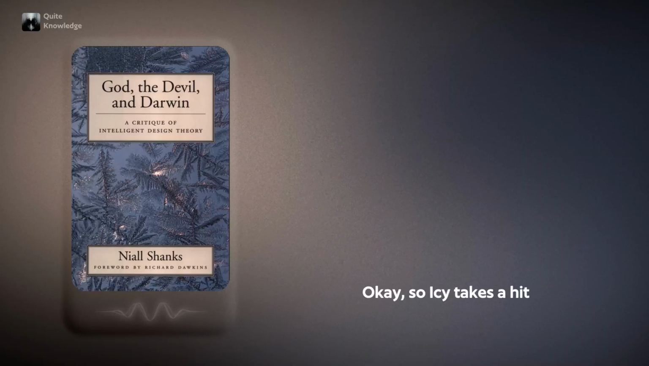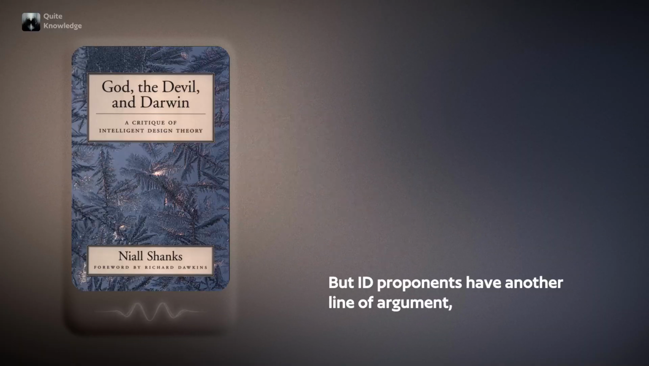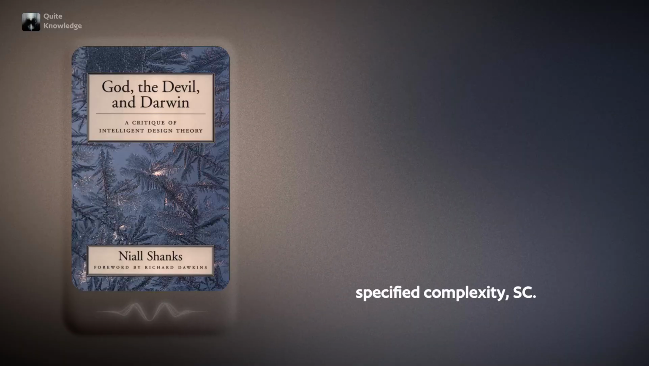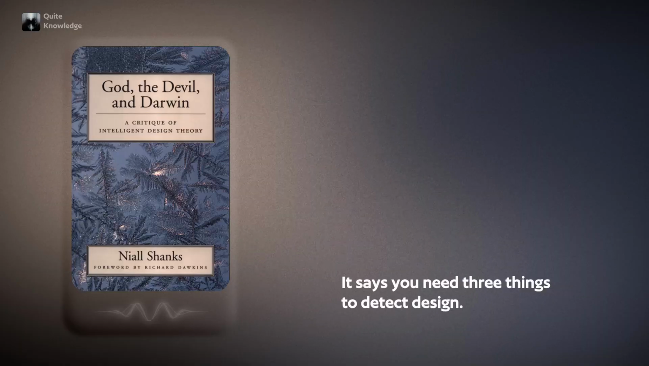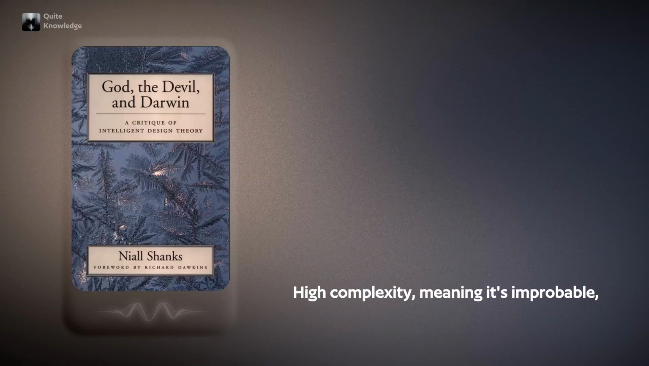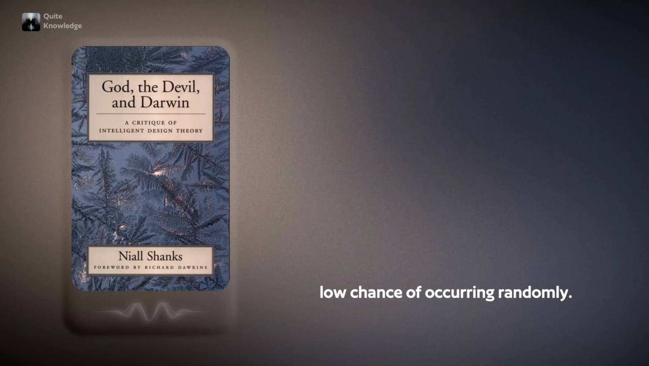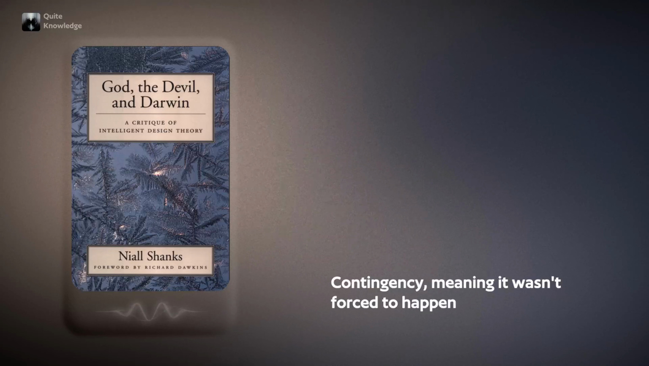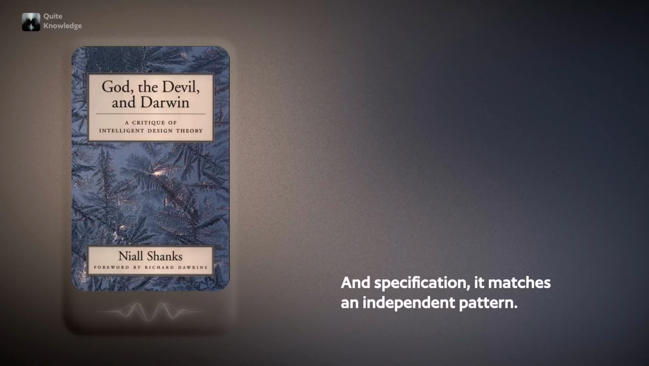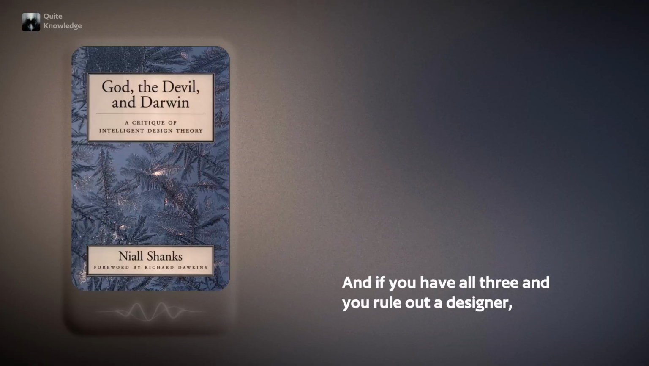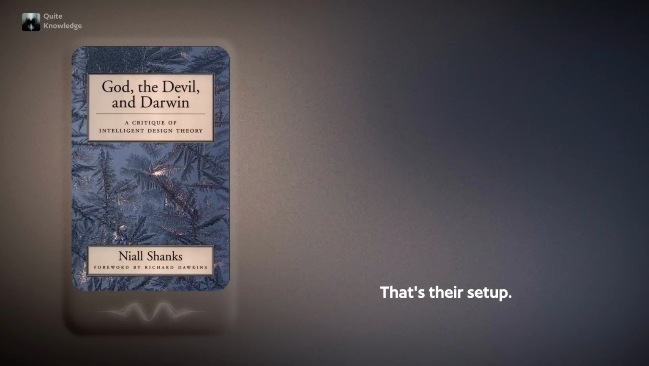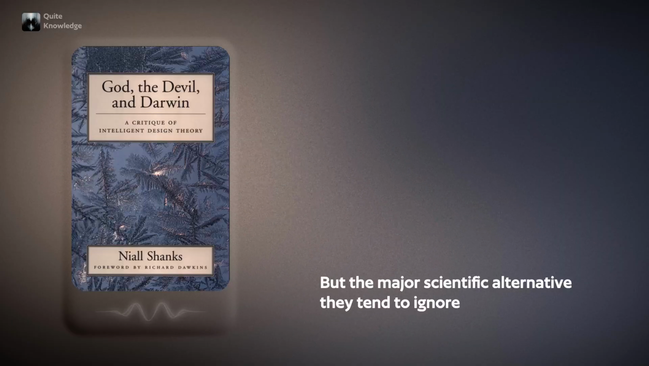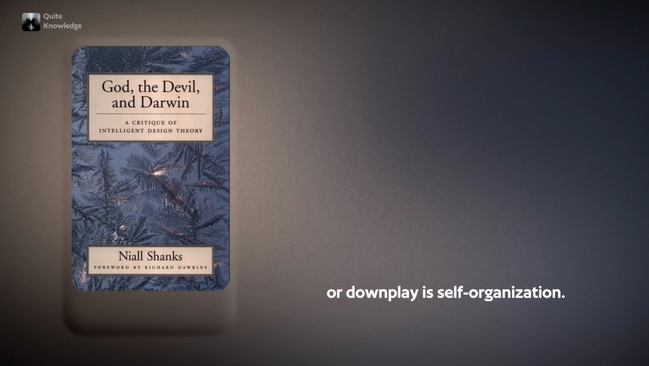Okay, so IC takes a hit because biology is messy and redundant. But ID proponents have another line of argument. Specified complexity, SC. Right. SC tries to be more rigorous, more mathematical. It says you need three things to detect design. High complexity, meaning it's improbable, low chance of occurring randomly. Contingency, meaning it wasn't forced to happen by natural law. And specification, it matches an independent pattern. And if you have all three and you rule out a designer, ID says the only alternative left is impossible chance.